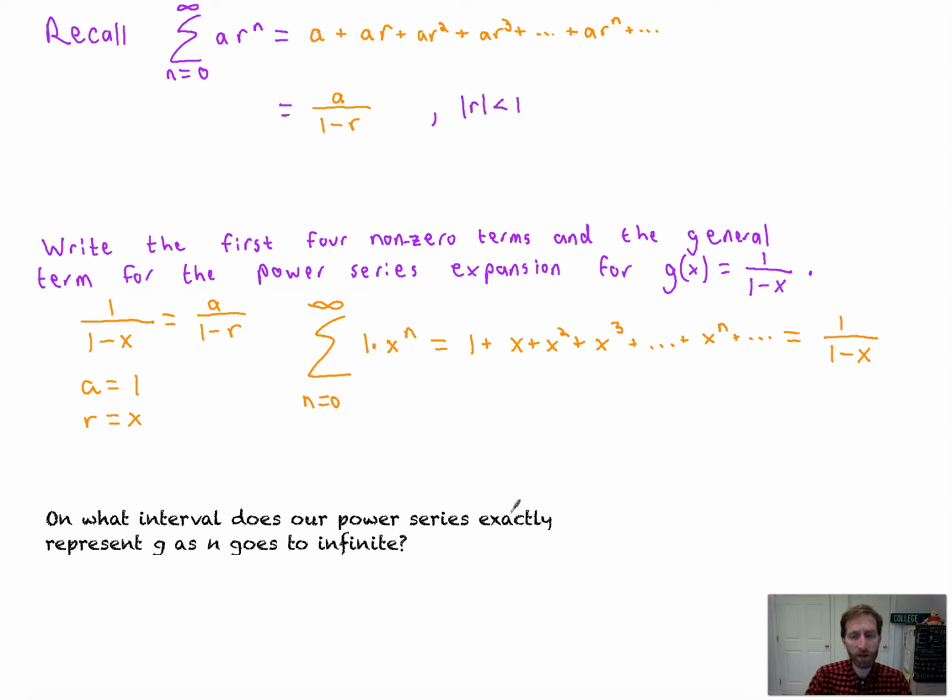On what interval does our power series exactly represent g as n goes to infinity? That's another way of saying, what's the interval of convergence? That's very easy to find because it's a geometric series. The absolute value of r, which is the absolute value of x, must be strictly less than 1. That occurs when x is between negative 1 and 1. So this infinitely long series converges to the function 1 over 1 minus x as long as the x values we plug in fall in this interval. If it falls outside of that, we diverge. I actually have a picture to go over that.